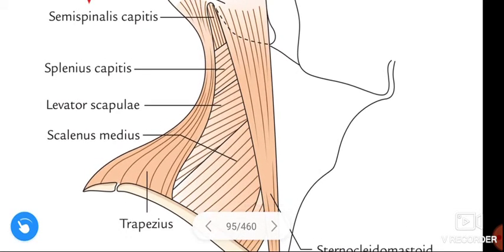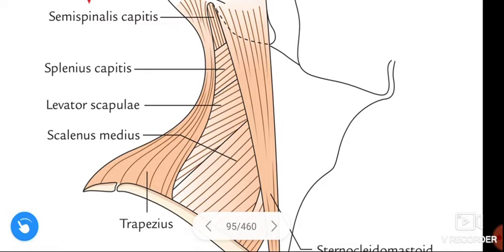And next, this is the anterior border of the trapezius muscle. This is the trapezius muscle, and the anterior border of the trapezius muscle forms the posterior border for the posterior triangle.